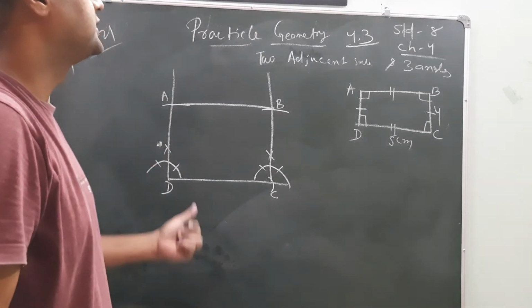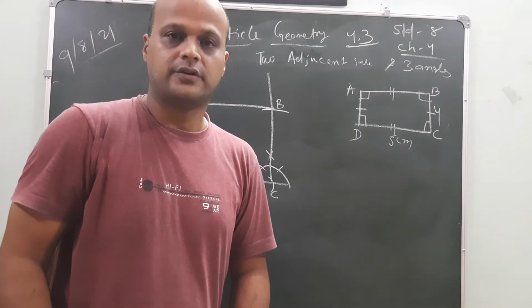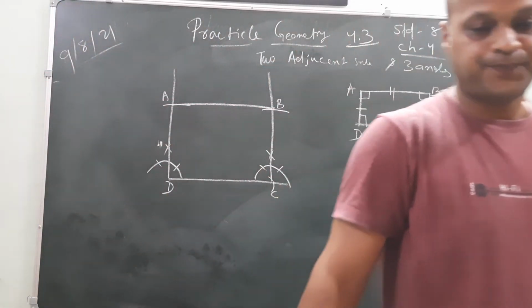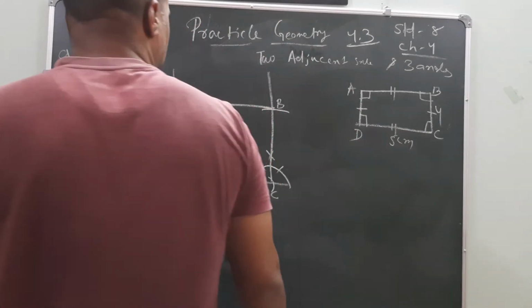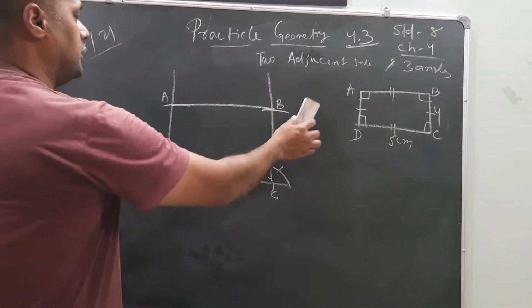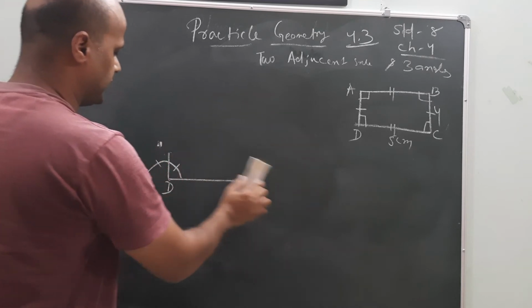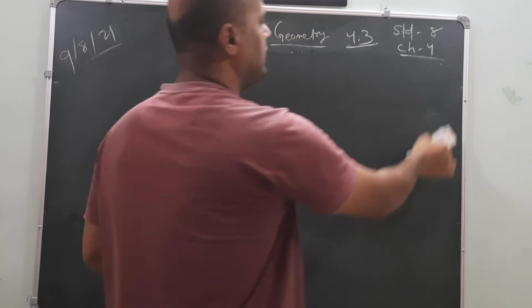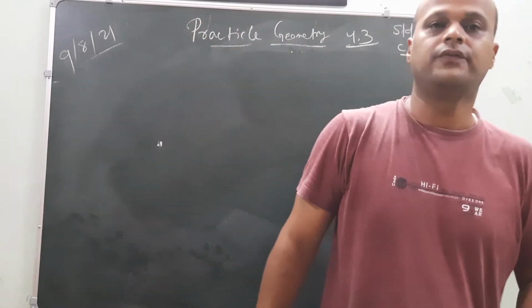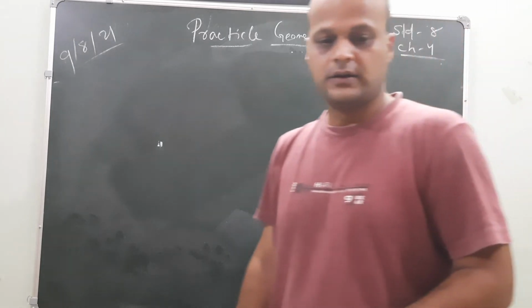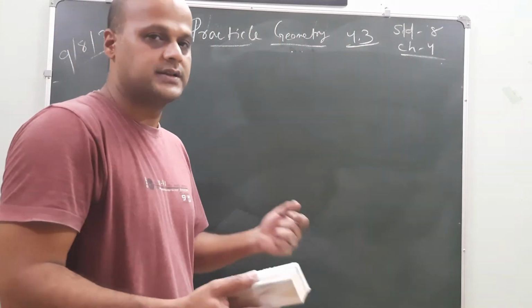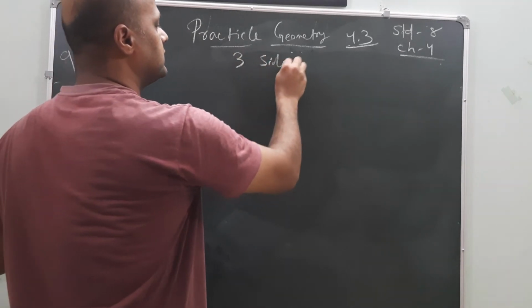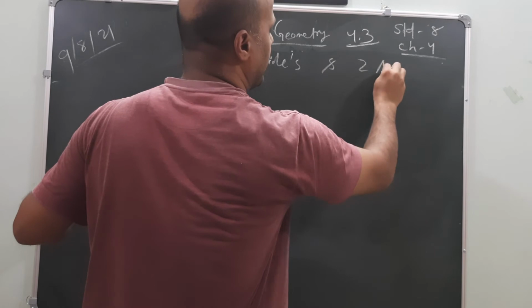So this is the 4.3 topic. Now come to the next question. In your chapter, 4.4 is there. The 4.4 is: if three sides and two angles are given, then how will you draw? Three sides and two angles.